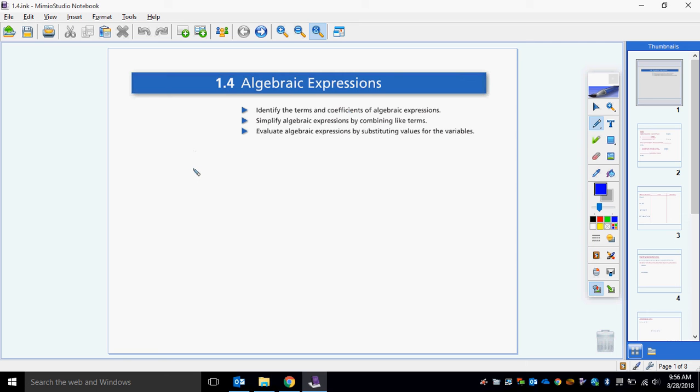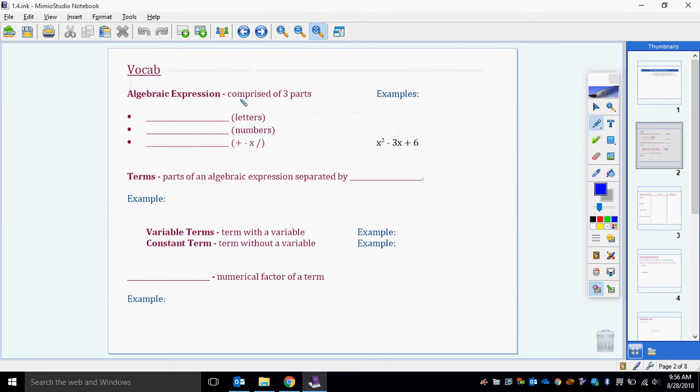Algebraic expressions. You guys are going to like this section because it's just identifying terms and coefficients and what it means to be an algebraic expression, simplifying by combining like terms, and then evaluating. So you're going to substitute values in. So you'll find that this is very much Algebra 1 rooted. So let's just start off with some vocab.